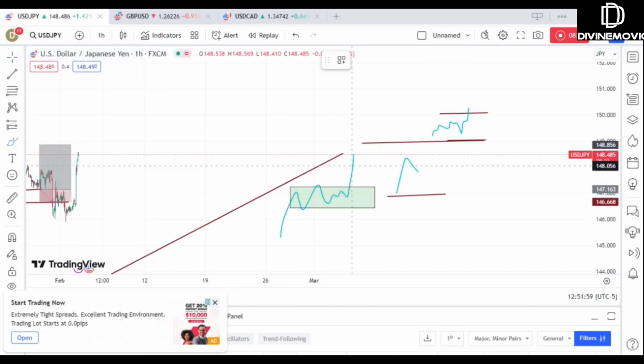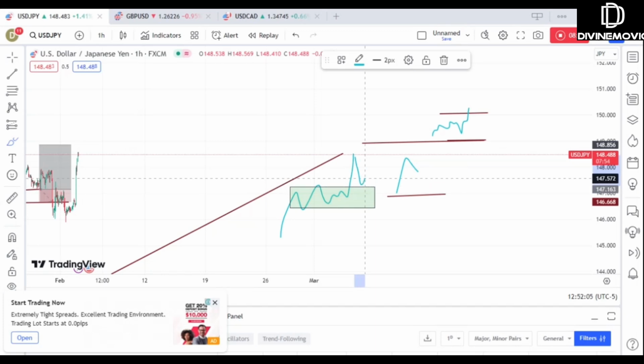Now what I'm expecting for now is the price giving us this demand zone here. What you're expecting is for price to come out to this zone and continue pushing up. Now before price comes to this zone and continues pushing up, we want to look for something around this zone, which is called the concept of liquidity.